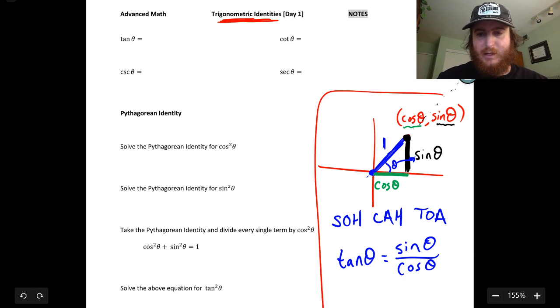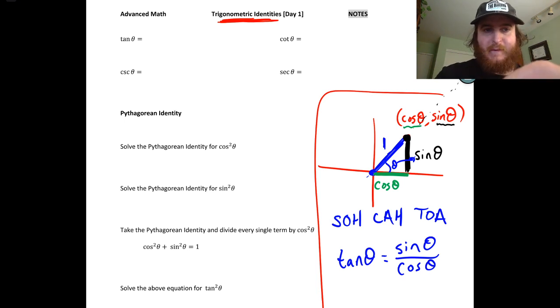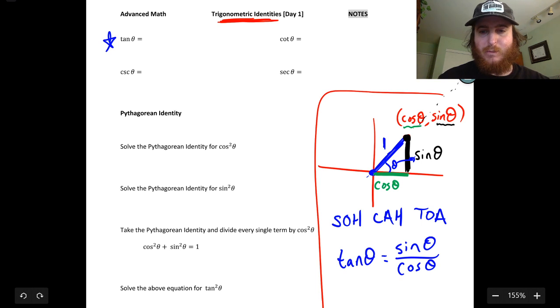And so you may have seen this identity before. This is by far our most important identity, and that's that tangent theta is always equal to sine theta divided by cosine theta.